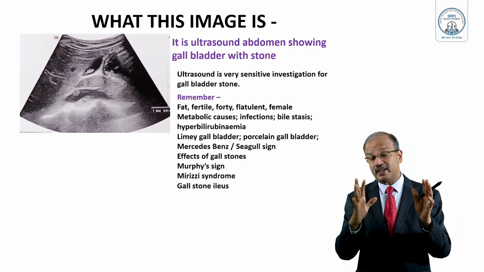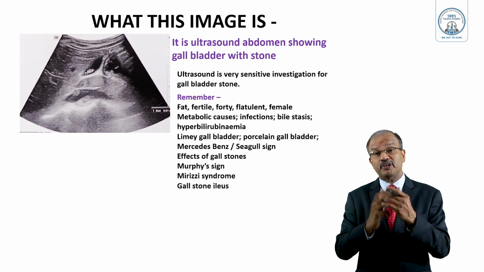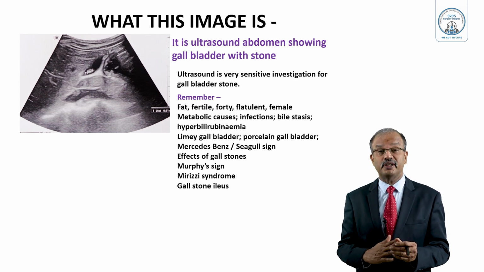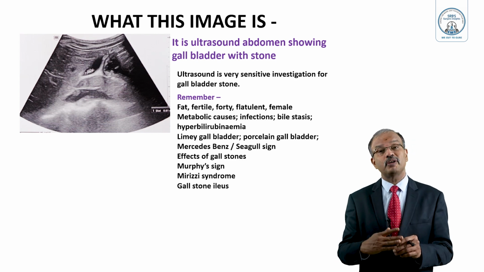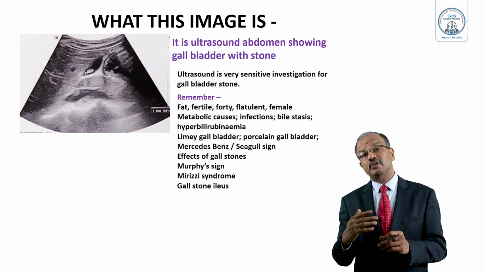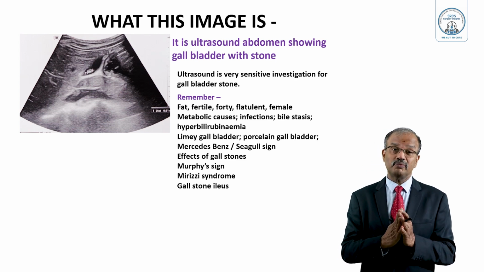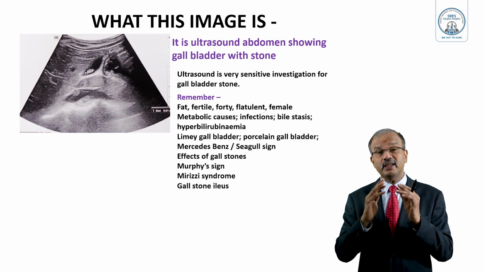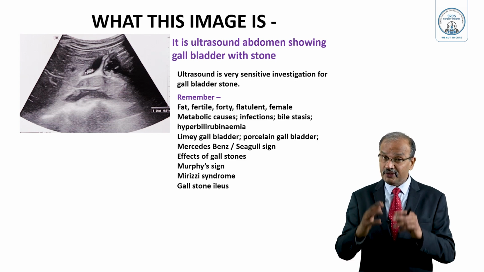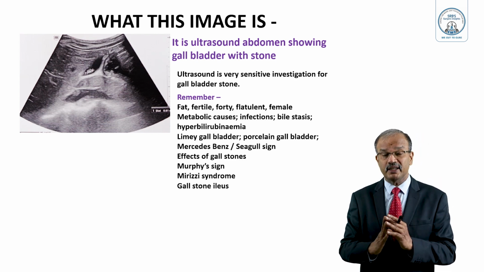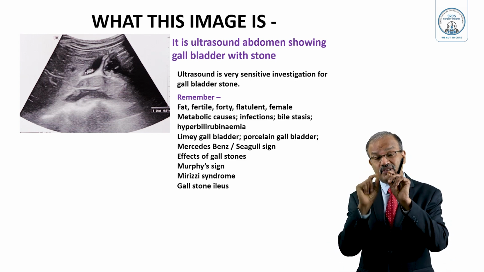Porcelain gallbladder is different from the limey gallbladder. Here the gallbladder wall is calcified. That is porcelain gallbladder. Remember, porcelain gallbladder is a pre-malignant condition, with a very high chance of turning into carcinoma gallbladder. Gallstone itself is a potential condition that may turn into carcinoma gallbladder after a long time, whereas in porcelain gallbladder, where the wall is calcified, there is a very high chance. That is how it differs from the limey gallbladder: limey is a content, whereas porcelain is in the wall. Remember the Mercedes-Benz sign or Seagull sign, a radiolucent area within the stone.